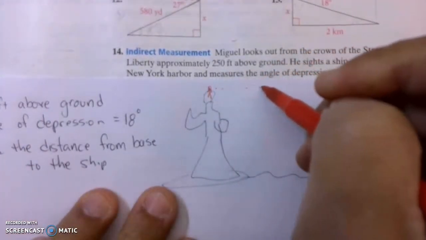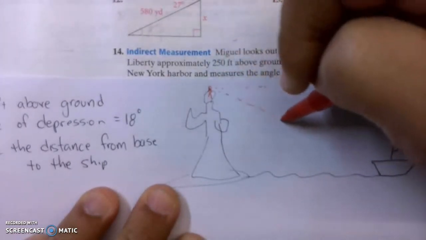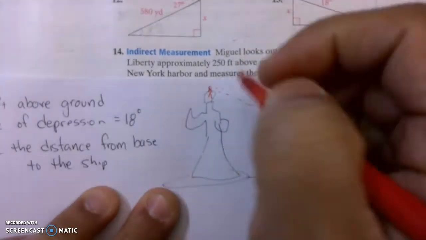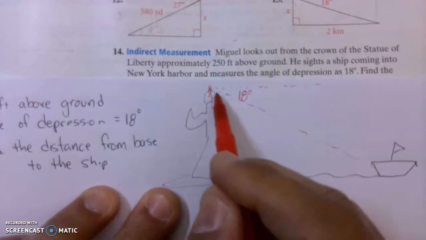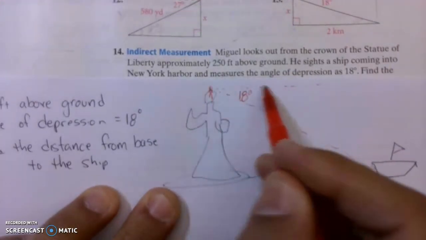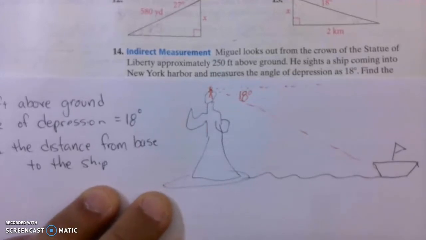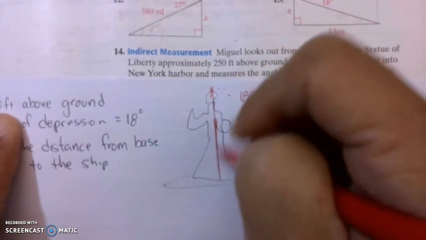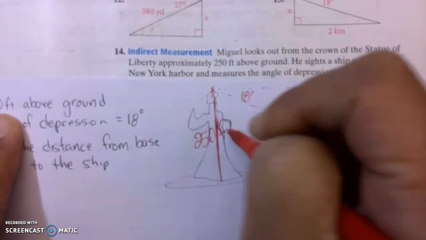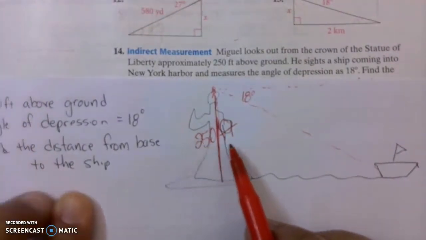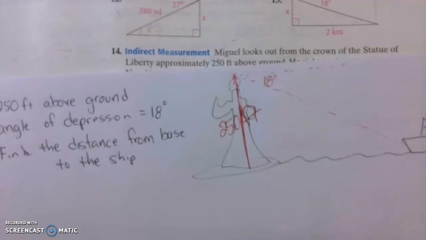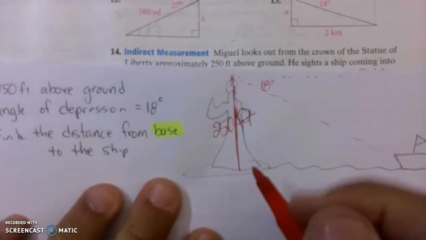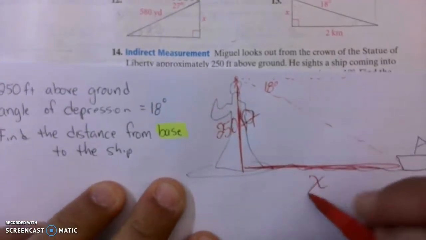An angle of depression means you look straight out, the horizontal, and then look down and see this boat. The angle of depression is right here, 18 degrees. It is not here. He sees the boat and looks straight down. The angle is formed by the horizontal and the line of sight. The 250 feet above the ground, that is the height of the statue. So this statue here is 250 feet. And then the question is to find the distance from the base of the statue to the ship. The base of the statue is the bottom, to the ship. So this will be X.